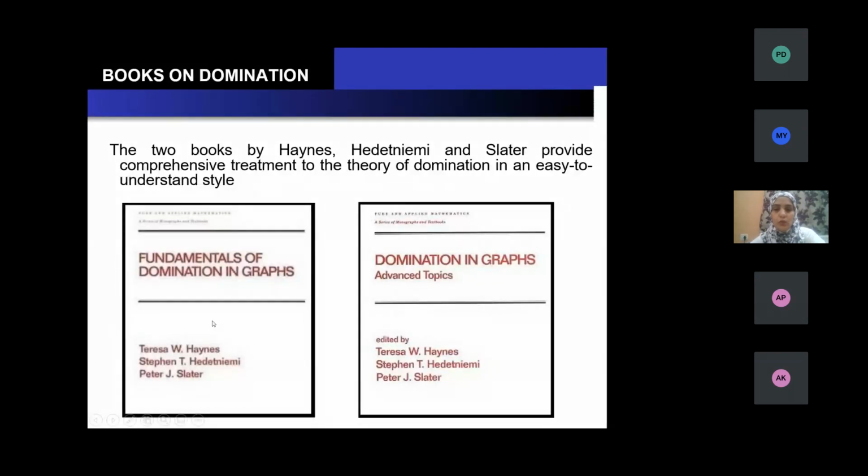This is a very good book, Fundamentals of Domination in Graphs, written by Haynes, Hedetniemi, and Slater. And the other book is Domination in Graphs, which is again written by Haynes, Hedetniemi, and Slater. These two books are very easy to understand. The concepts are very clearly mentioned in these two books, easy to understand and accessible to you all.